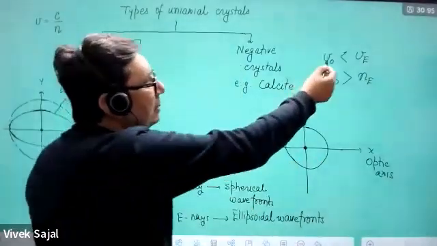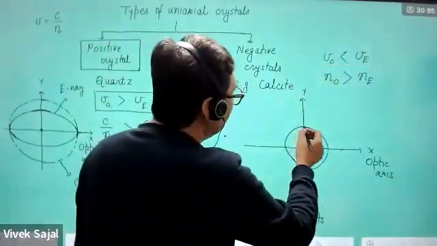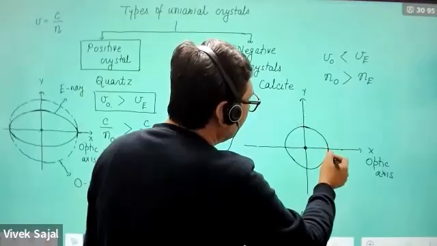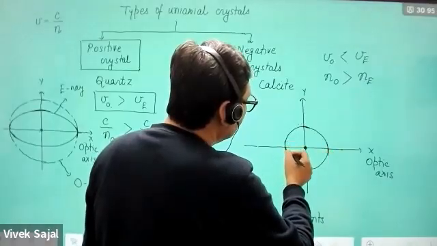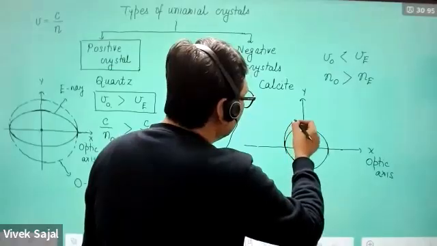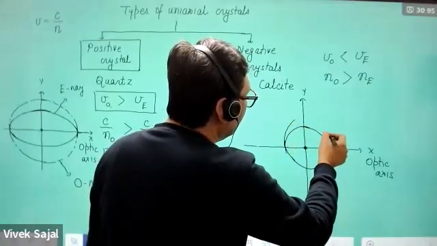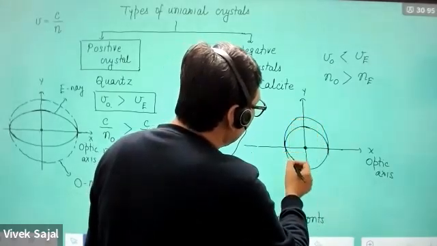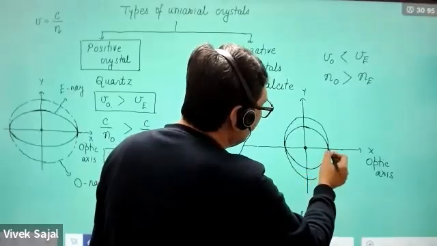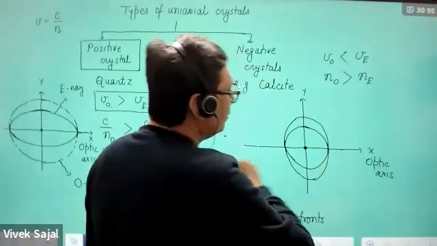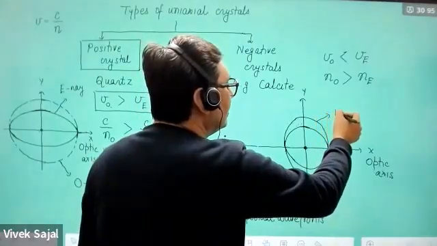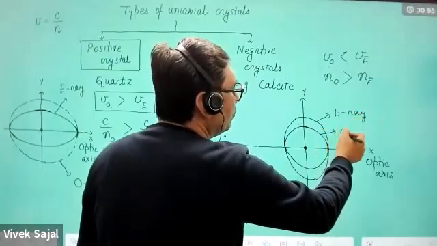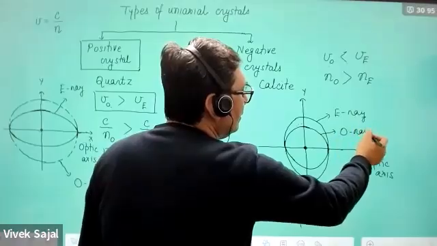But this time, in general, VO is less than VE. So you will find that along the optic axis, both are going to touch each other. And in all other directions apart from the optic axis, E ray is going to move faster, so O ray will be left behind. So it is like this. This is the wavefront corresponding to E ray, and this is the wavefront corresponding to O ray. E ray and O ray.